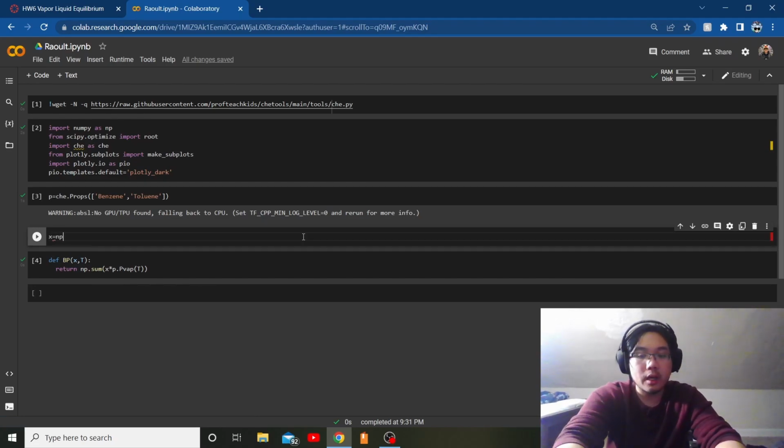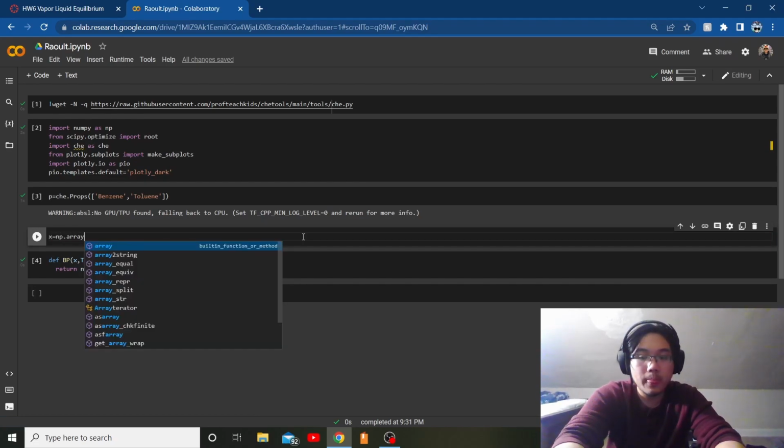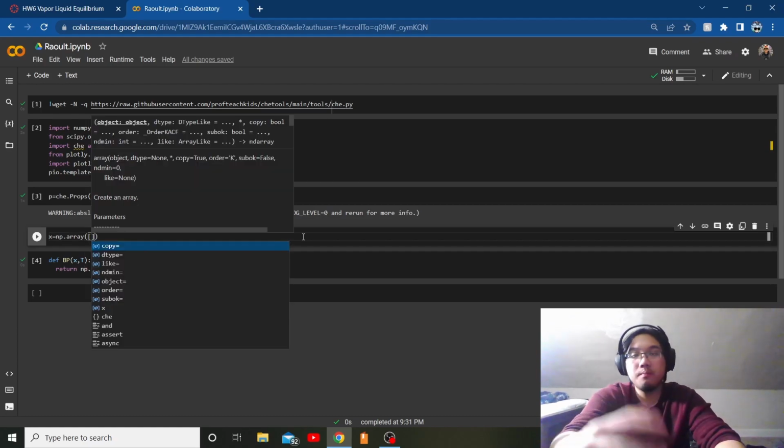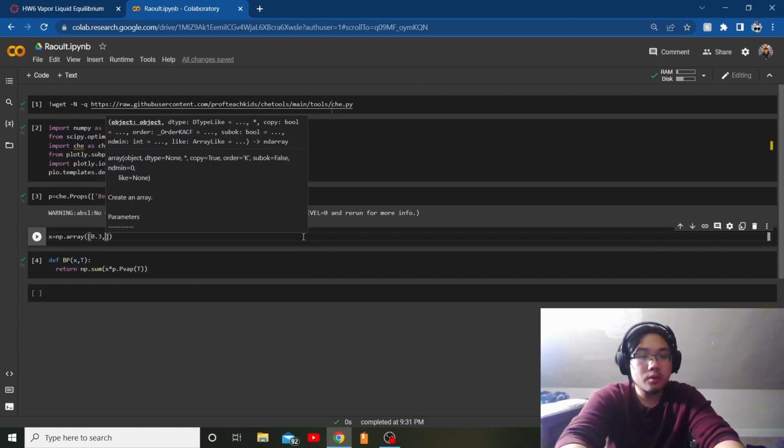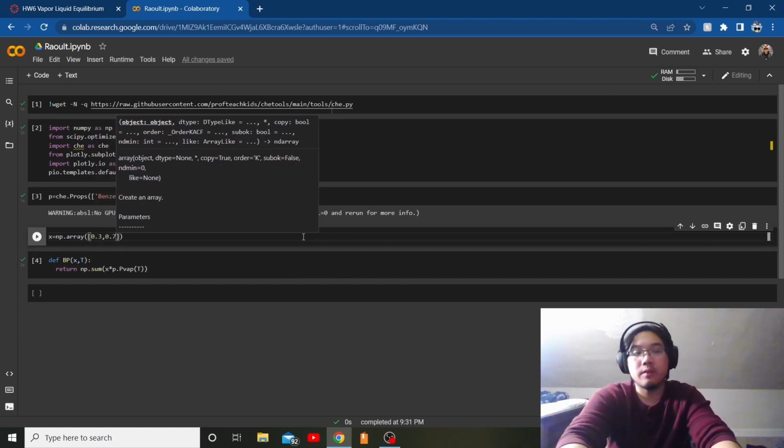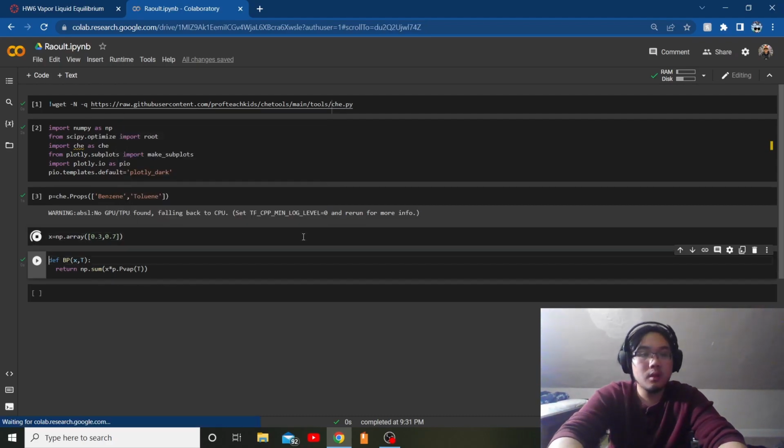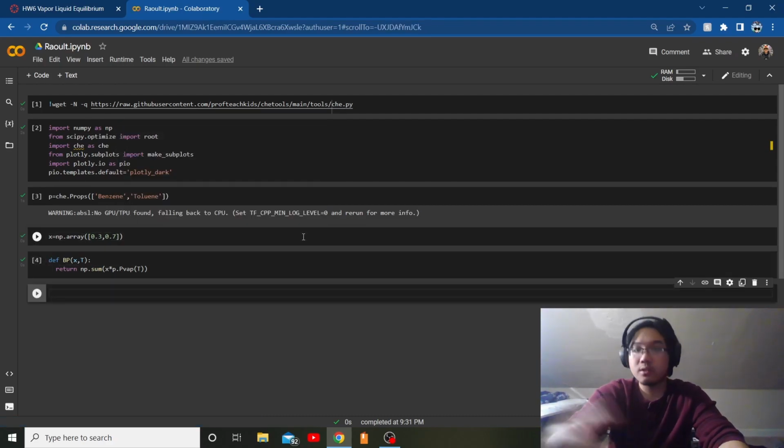Let's say that the mole fractions of our components will be 0.3 benzene and 0.7 toluene, or 30% benzene, 70% toluene. And so let's give this a try, right? So our bubble pressure will take in that array there with the mole fractions of our components. And let's say we're doing it at 393.